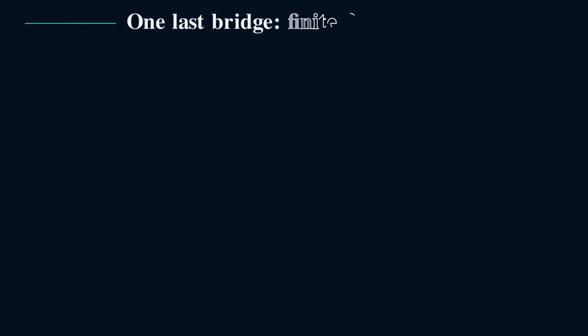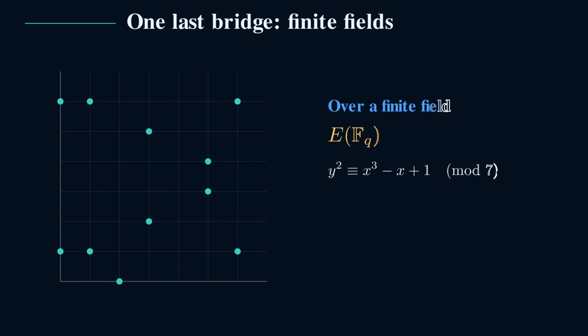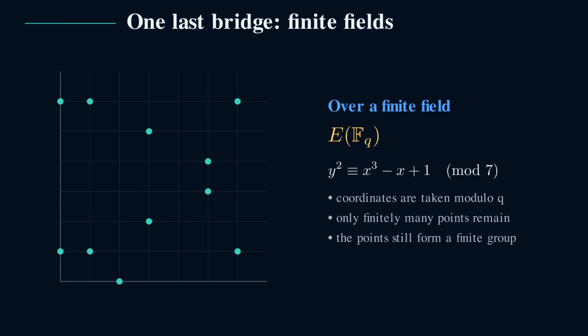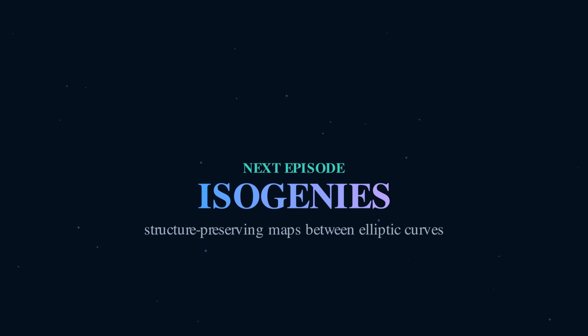Before we finish, there is one essential bridge to the rest of the series. Over a finite field, coordinates are computed modulo q, so the curve has only finitely many points. Those points still form an abelian group under the same algebraic addition law. This finite setting is where the later cryptographic constructions live. In the next episode, we will introduce isogenies, structure-preserving maps between elliptic curves.